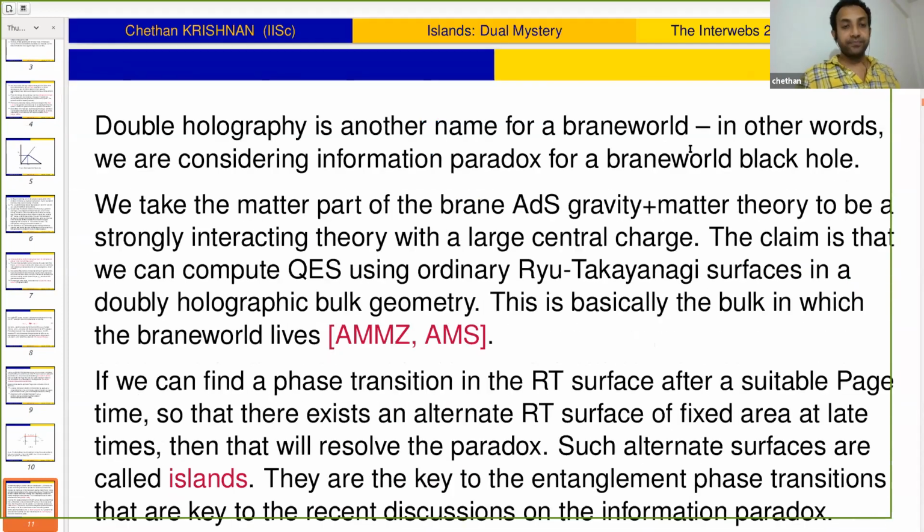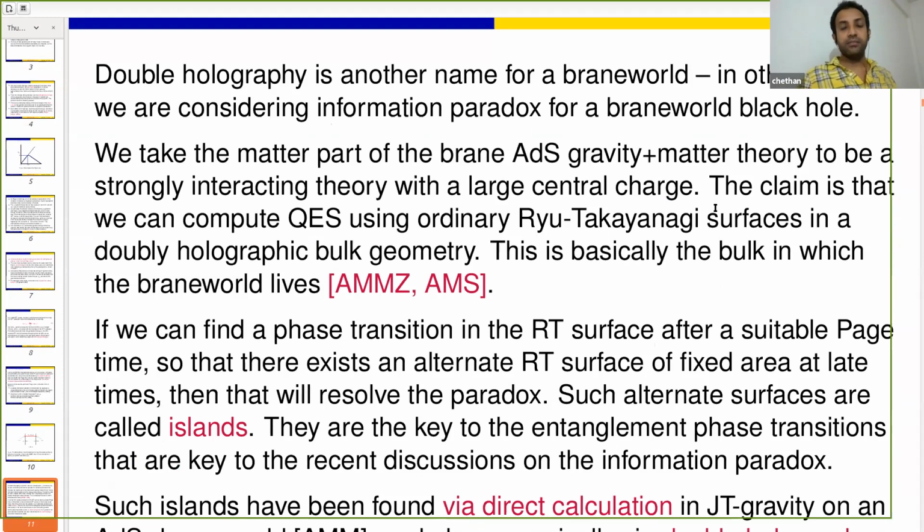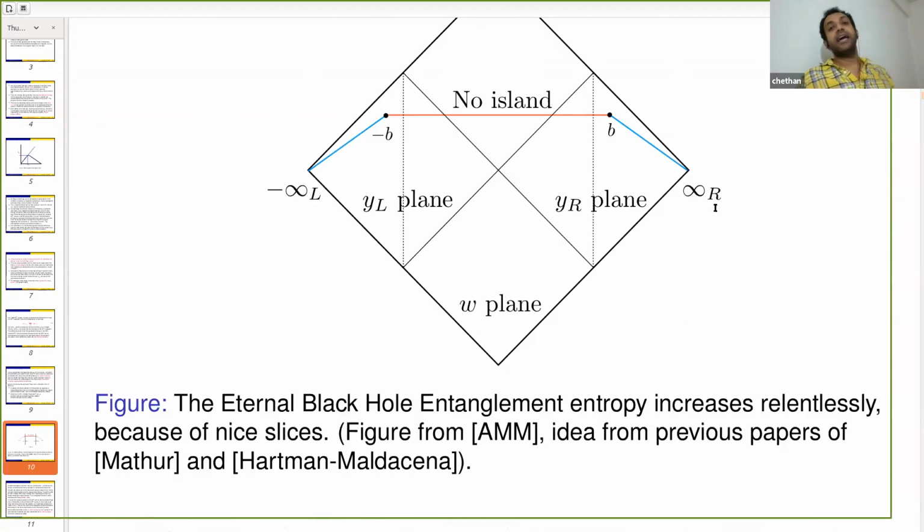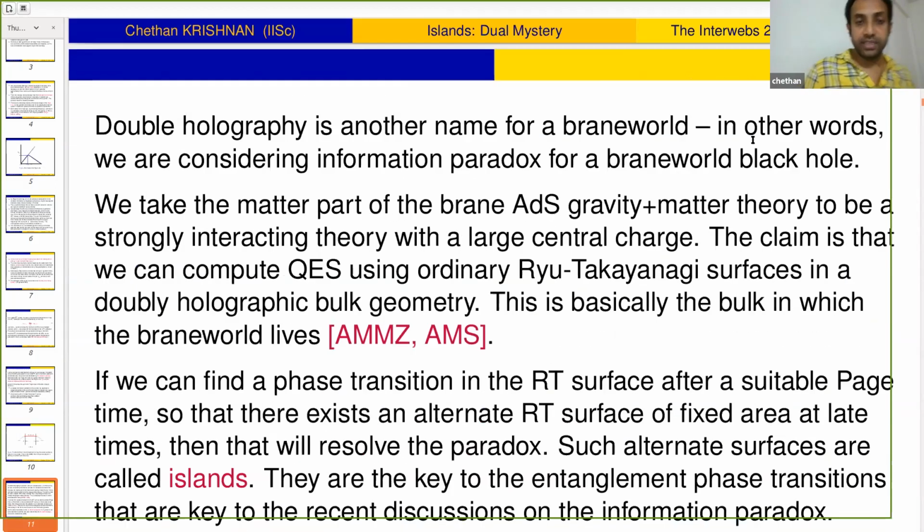Now I will explain the basic way in which it gets resolved: there exists a new extremal surface that becomes relevant at some finite time. I will call it again the Page time, even though the quantity as such is slightly different as an expression from the one that shows up in the evaporating black hole. After a certain Page time, the contribution is not going to come from this red extremal or RT surface that I've drawn here, but from some surface that is based here, which is an island. I will explain that in the context of double holography.